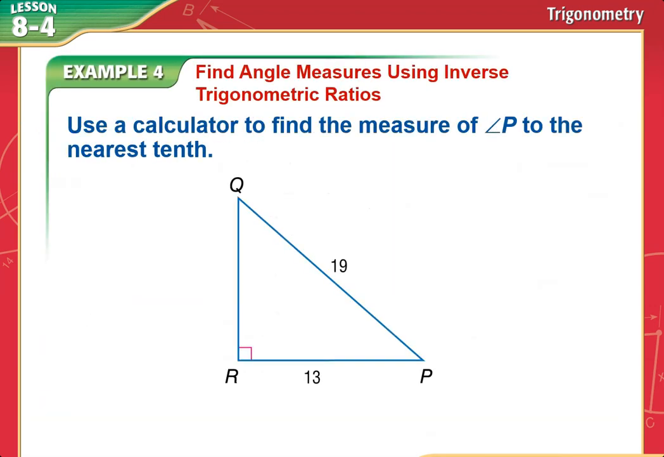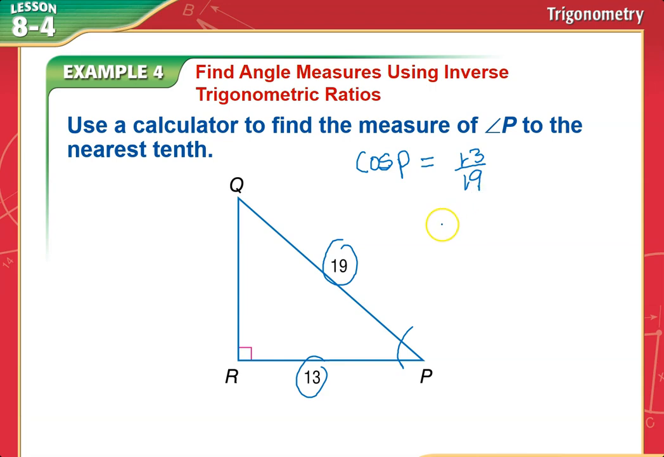Okay, we're going to use a calculator to find the measure of angle P. So what do we have there? Relative to P, we have 13, which is the adjacent side, and the hypotenuse. So we're going to say cosine of angle P is going to equal 13 over 19.